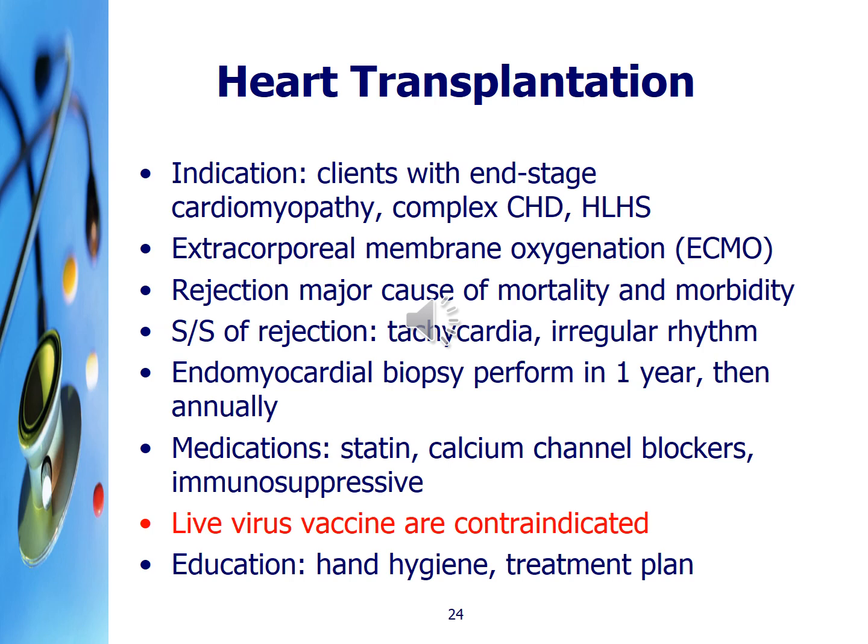Signs and symptoms of rejection are tachycardia and irregular rhythm or dysrhythmia. The patient will need an endomyocardial biopsy performed in a year, then annually, to detect any type of rejection. Medications that the patient will be on would be statins to control the hyperlipidemia, calcium channel blockers to treat hypertension, and of course the immunosuppressive therapy, the same as with your renal transplants or any type of transplant.